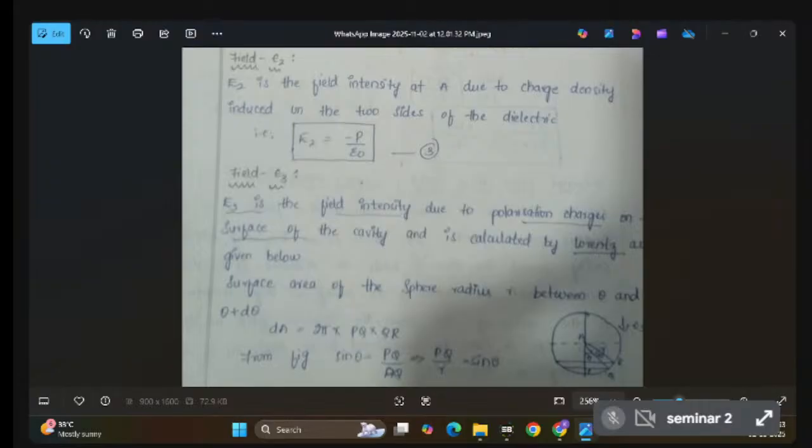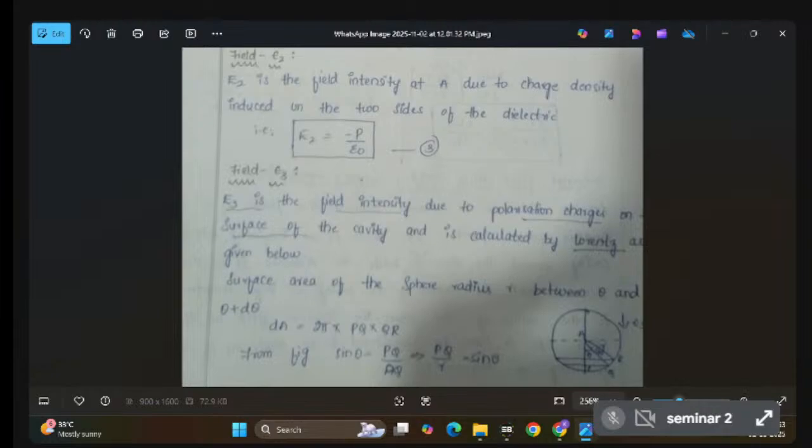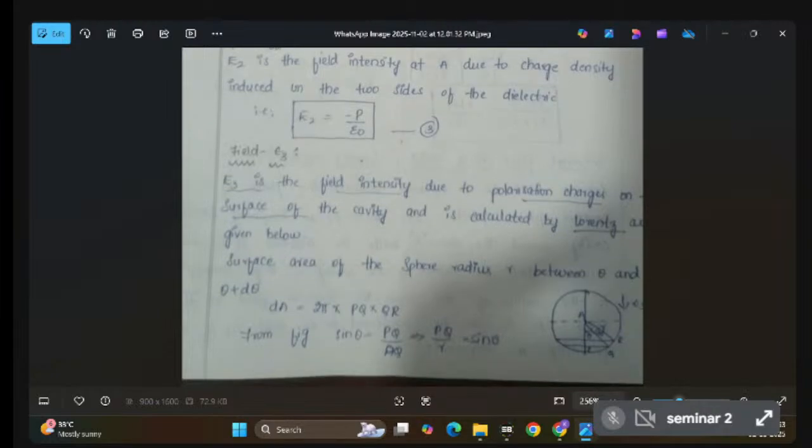We select this area dA, because I want to know how much charge is present on the entire sphere. That is not possible directly, so we take a part of the sphere, find the area of that, from that area the charge, and from that charge the field. For that purpose, dA is equal to 2 pi times PQ times QR. The product of these three gives you the area of the selected small region.